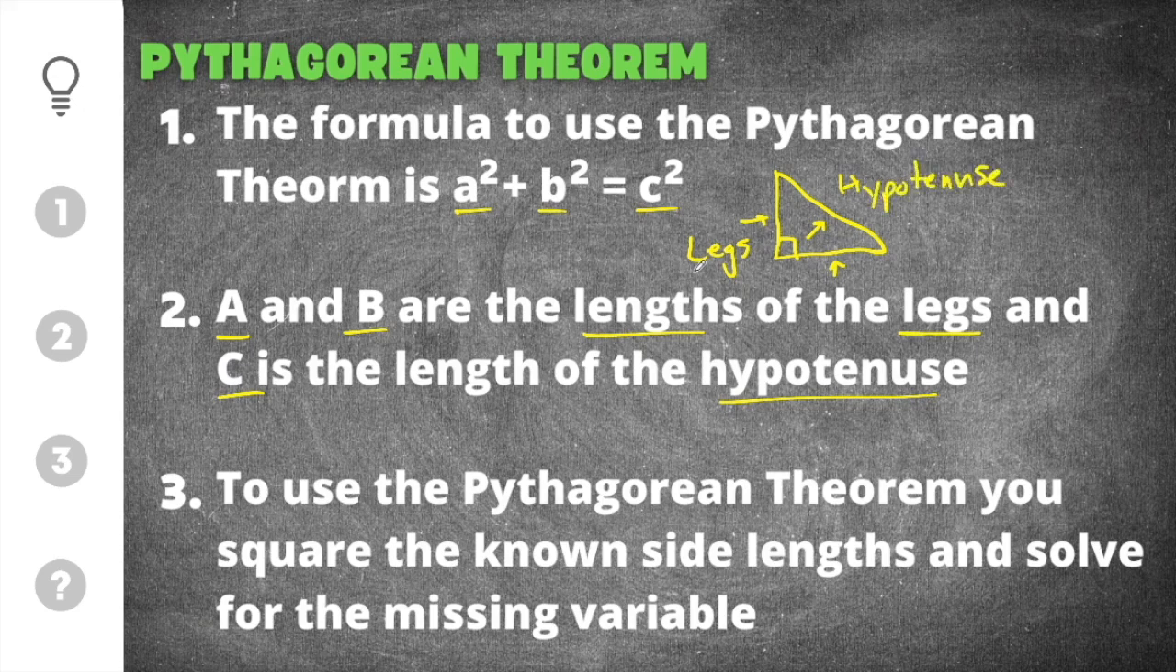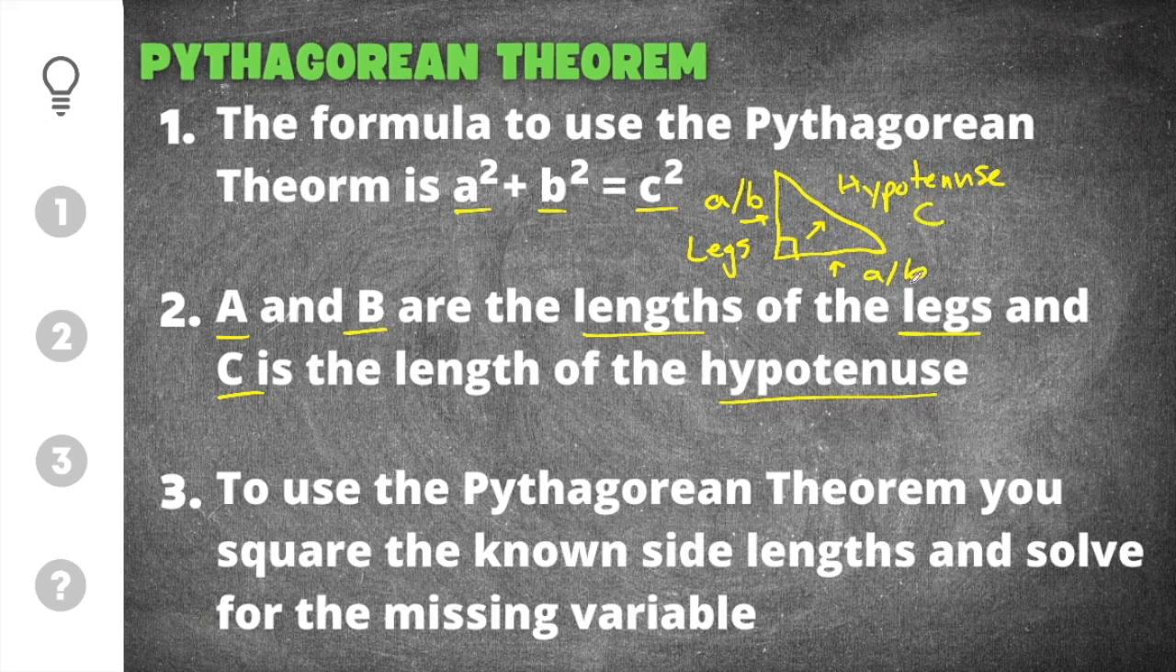Now, to use the formula, you're going to use A and B for the legs and C for the hypotenuse. For the legs, it doesn't matter which one is A and which one is B. So we could say this leg is A or B, and then this leg is also going to be A or B. You just have to pick one to be A and one to be B. However, the hypotenuse is always C.